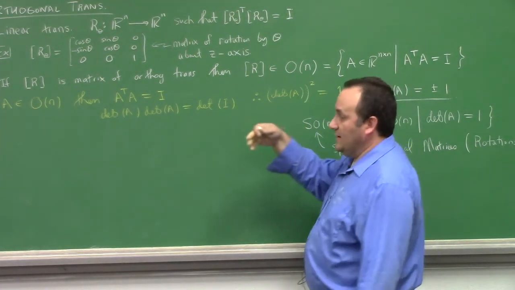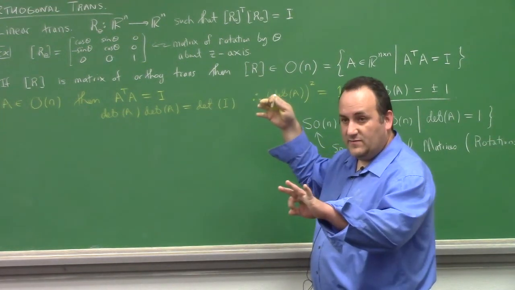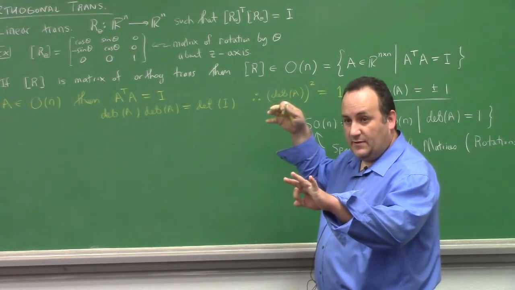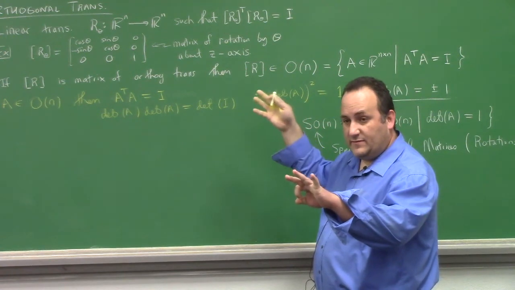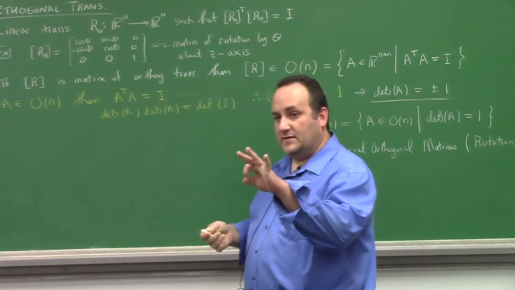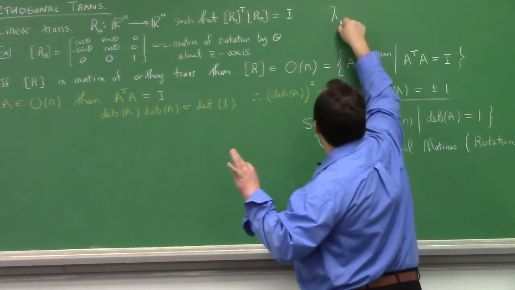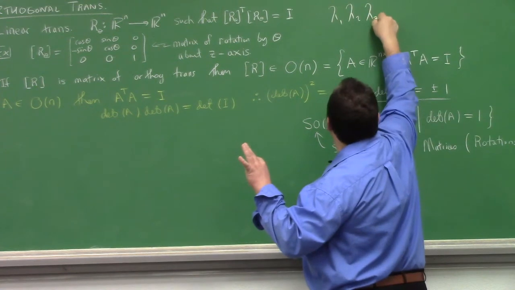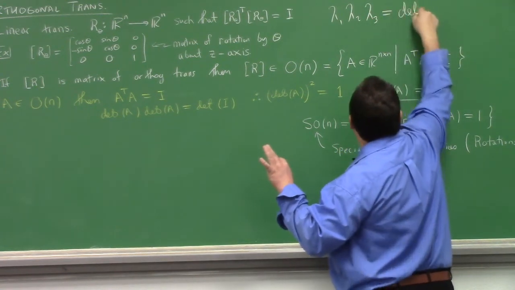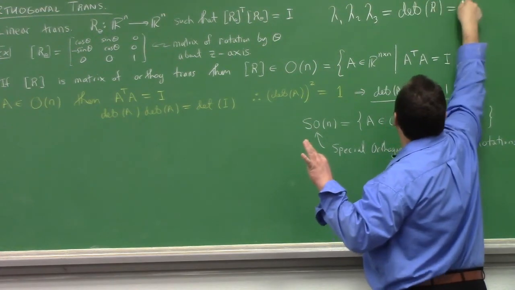Well, if we're talking about a 3 by 3 orthogonal matrix, then there are 3 eigenvalues up to multiplicity, allowing for complex. Since it's a real matrix, the complex values have to come in complex conjugates. But the product of lambda 1, lambda 2, and lambda 3 has to be 1. It has to be the determinant of the matrix, by the way. And that has to be 1.